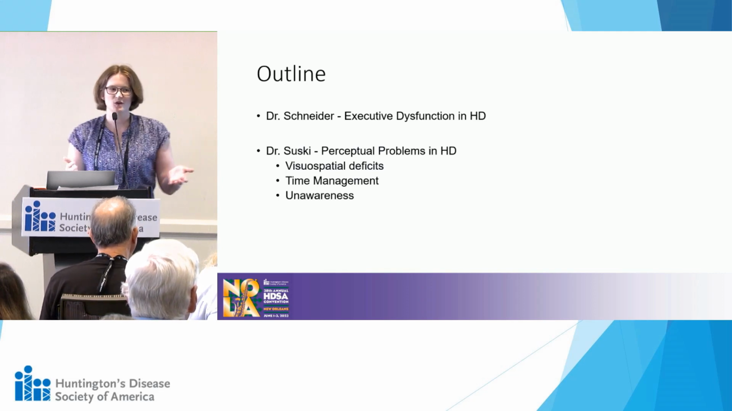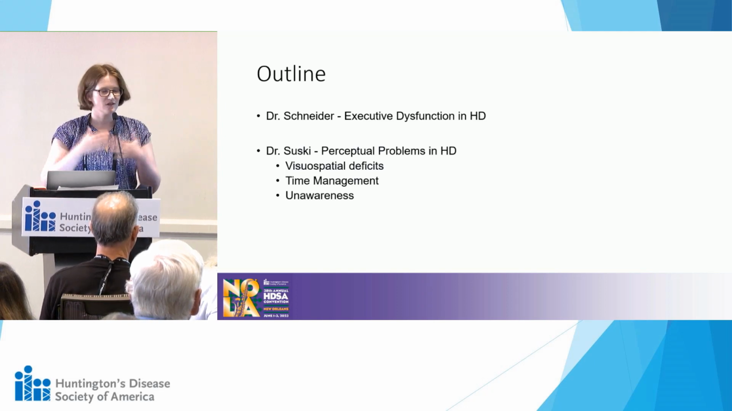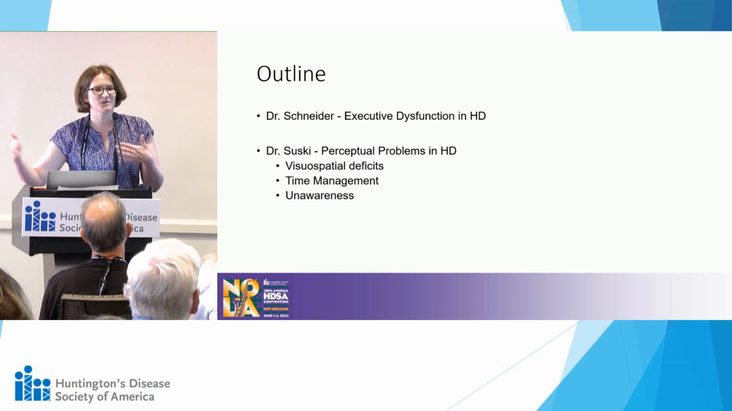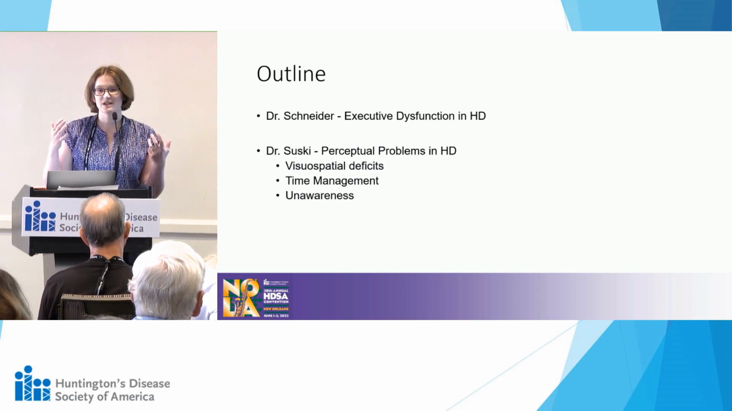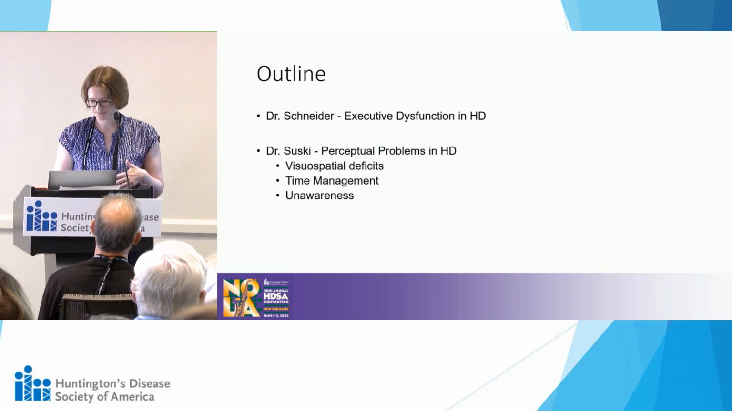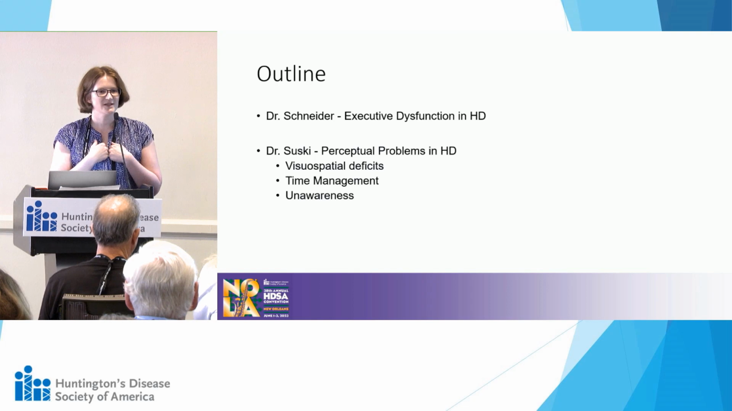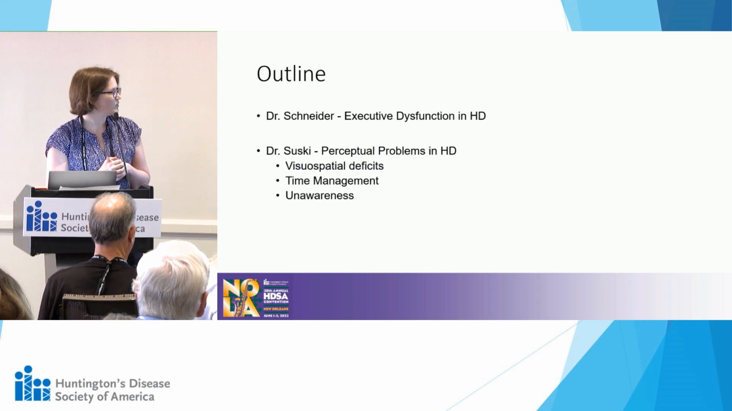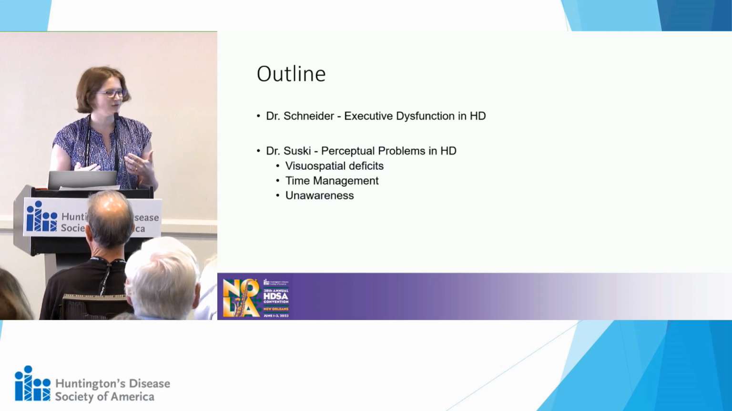So I think, as you probably all know, cognitive symptoms are common in Huntington's disease, and they can really cover a broad spectrum. And rather than spending our time going over every symptom that we can see in the realm of cognition in Huntington's disease, we thought it might be more helpful to just take 2 common areas of difficulties and take a bit of a deeper dive into those symptoms. So we selected executive dysfunction and perceptual problems. So I'm going to tackle executive dysfunction first, and then Dr. Susky is going to take over with perceptual problems and talk about visual spatial deficits, time management difficulties, and lack of awareness.